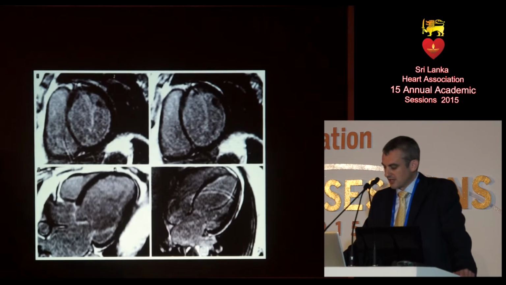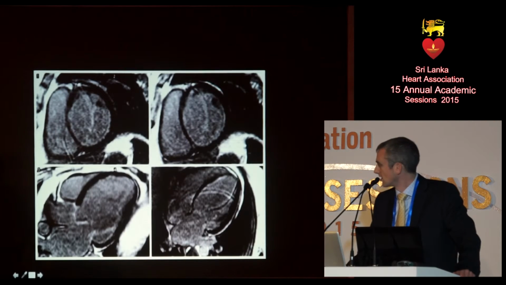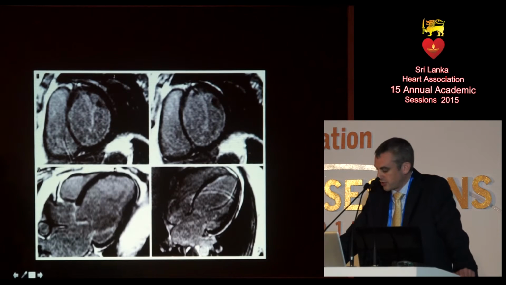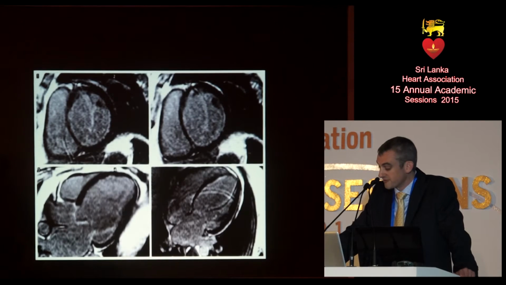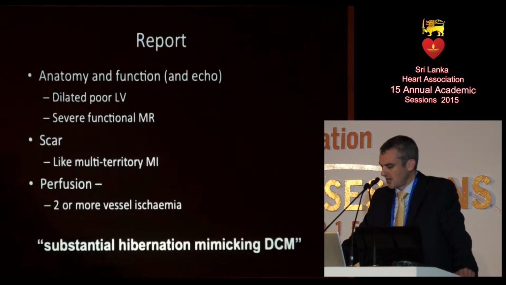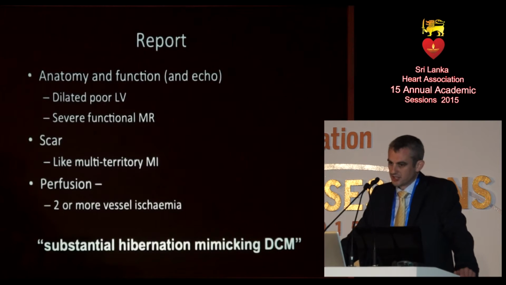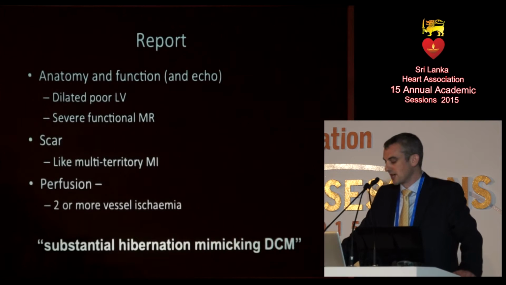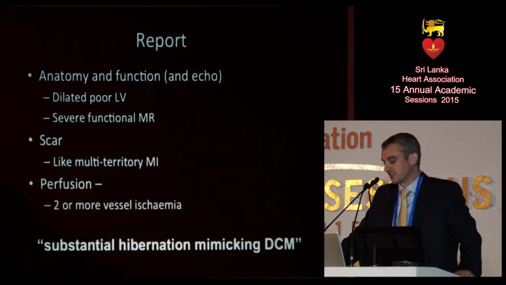Scar imaging showed that he has, I can't point it out, and I don't know how well that projects, but he's got a thin layer of scar down the septum, in the inferior wall and in the lateral wall, but all of it is less than 25 or certainly less than 50% thickness. The report really reflected what I just told you, and the conclusion from the cardiologist reporting the scan was that the patient had substantial hibernation, and this was felt to be an ischemic cardiomyopathy mimicking a dilated cardiomyopathy.